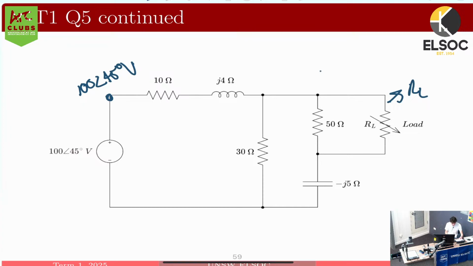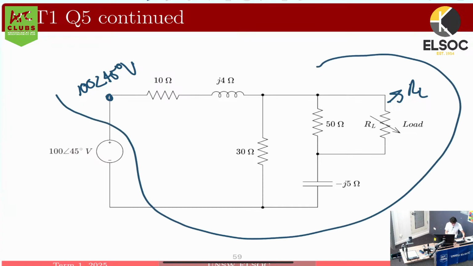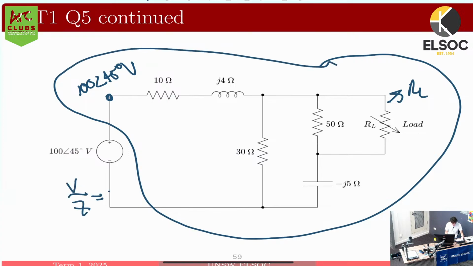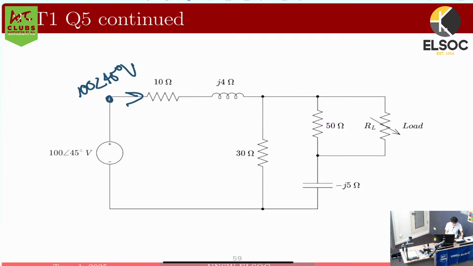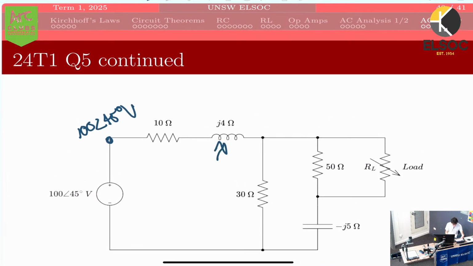Or you could simplify this entirety of the circuit right here into one impedance. Then you can do V on Z is equal to I. You get the current through there, and then you do a bunch of current divisions down all of these branches as you go down. And so the reason for that is that we'll find the powers going through all the resistors.